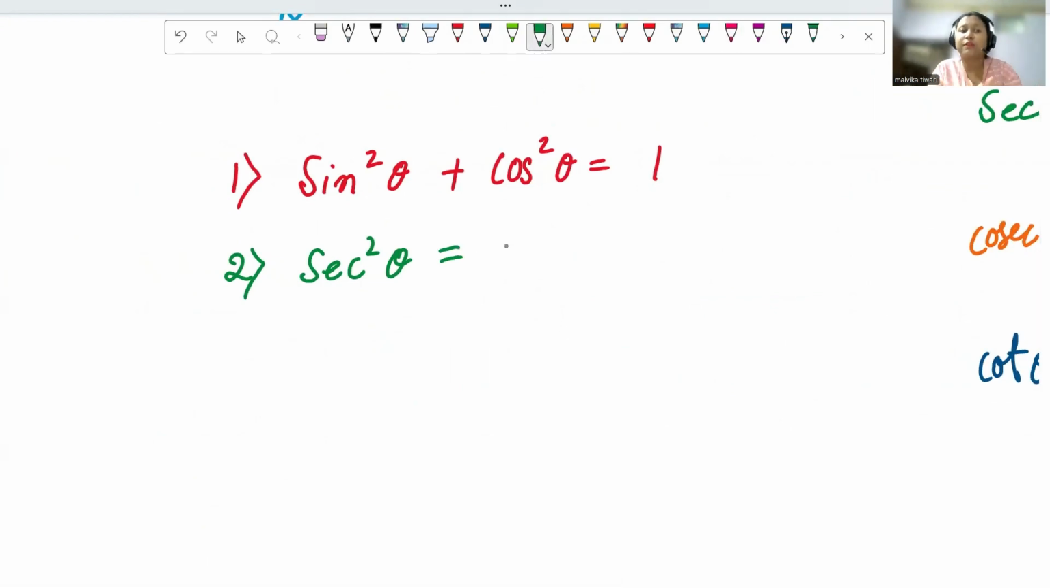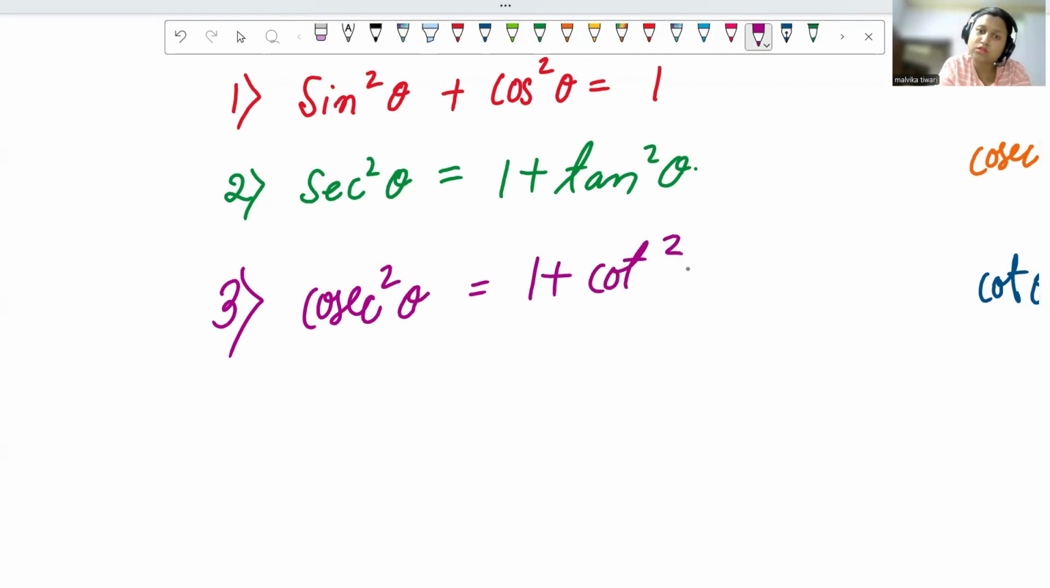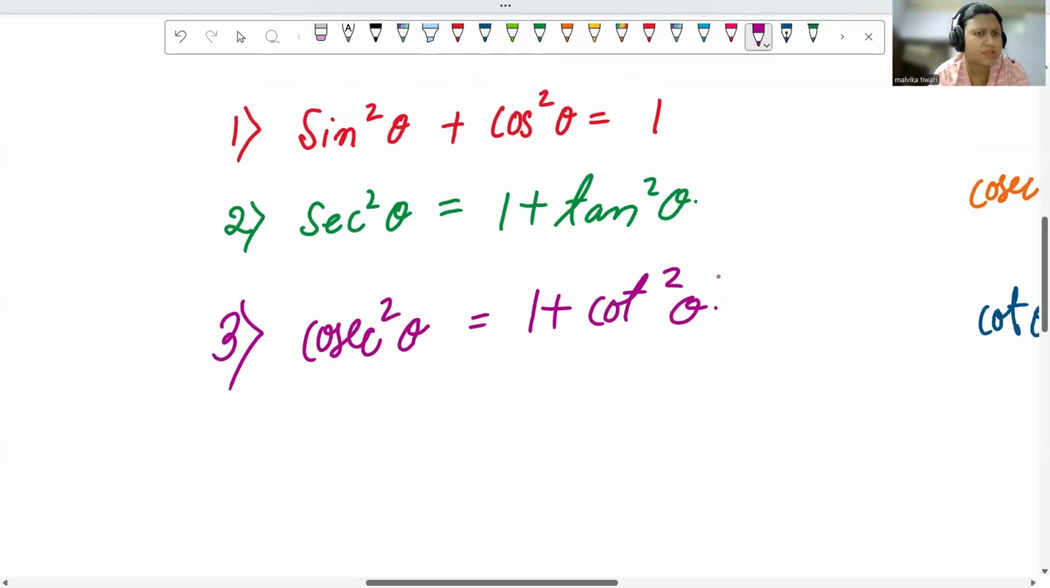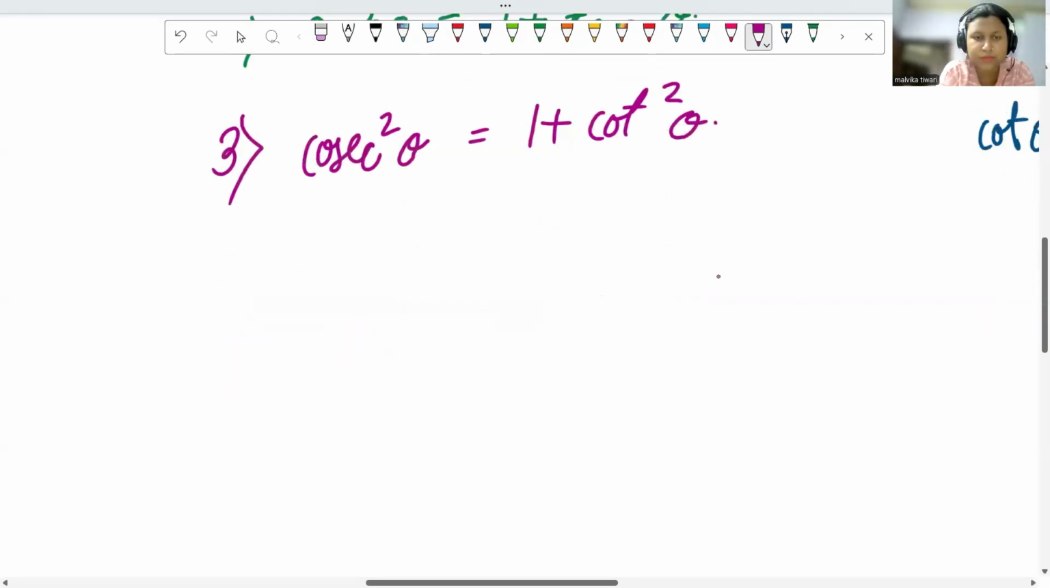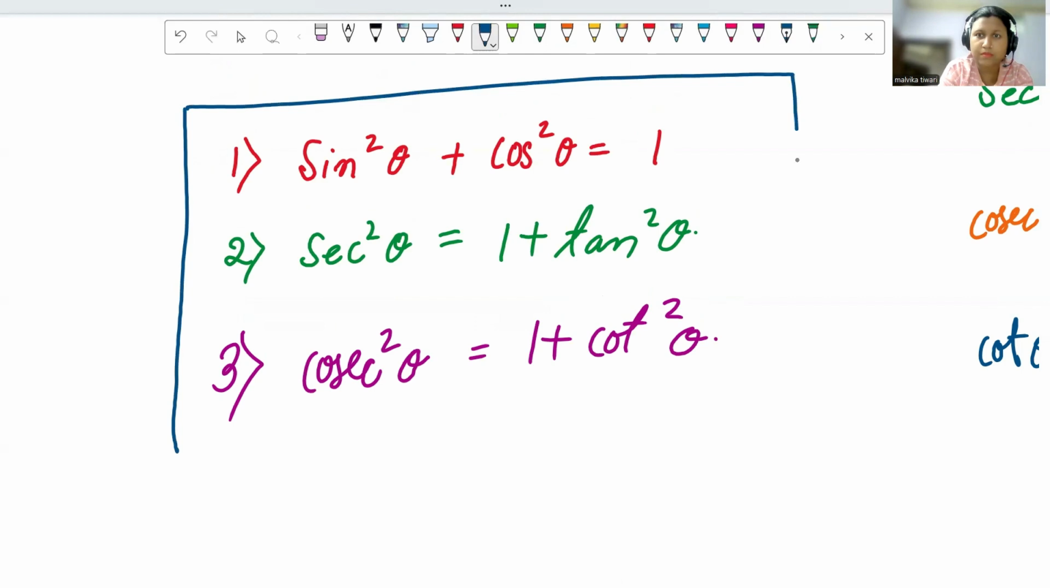So first relationship we have already covered, sine square theta plus cos square theta is 1. Sec square theta is 1 plus tan square theta. And the next relationship, that is the third one, cosec square theta is 1 plus cot square theta. Okay, so very simple, very nice, three little relationships. And these are really, really important for you to remember.